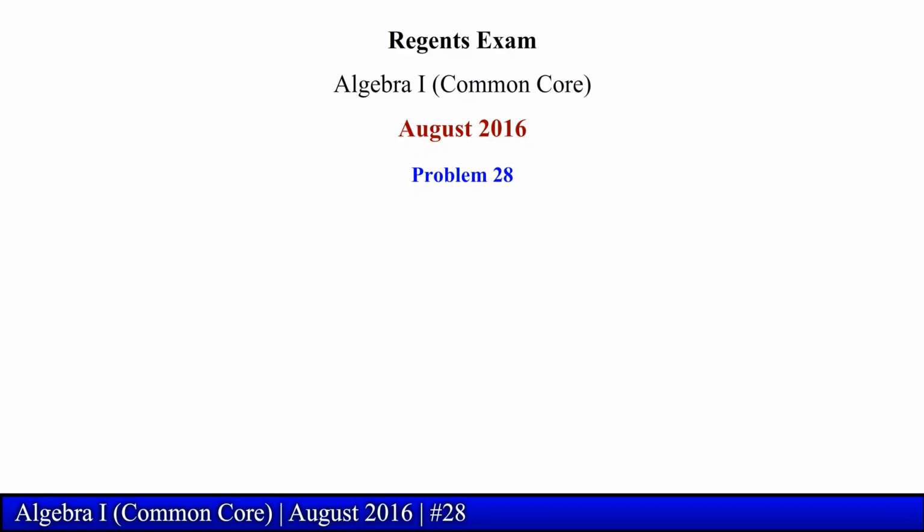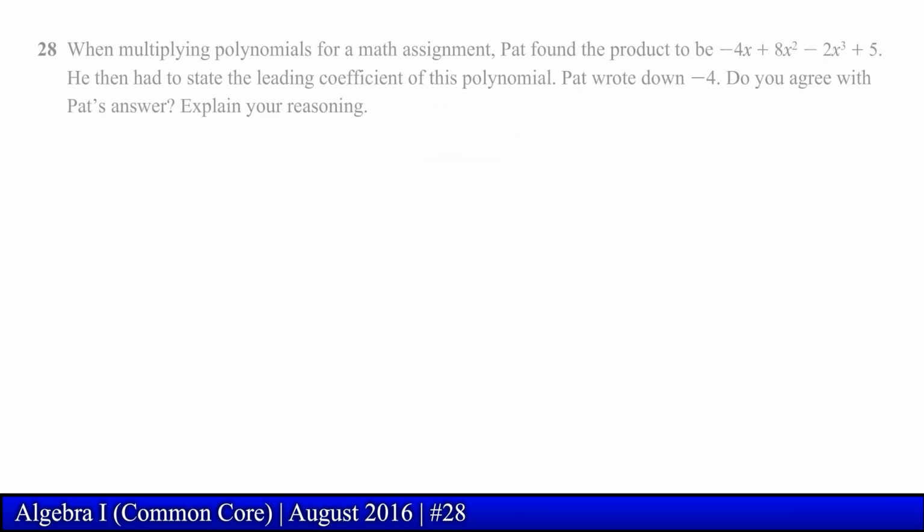Regents Exam, Algebra I, August 2016, problem number 28. When multiplying polynomials for a math assignment, Pat found the product to be -4x plus 8x squared minus 2x cubed plus 5. He then had to state the leading coefficient of this polynomial. Pat wrote down -4. Do you agree with Pat's answer?